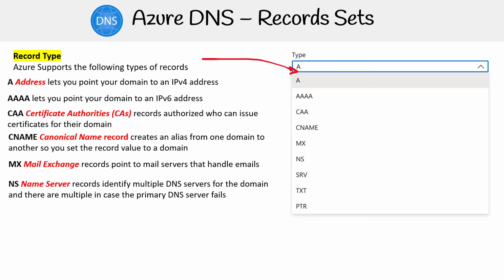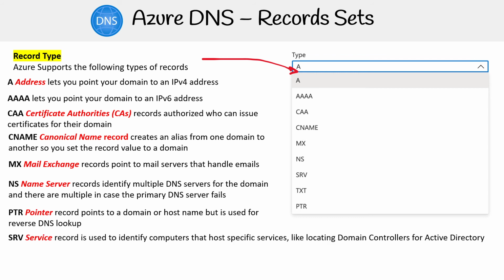Then you have NS, which stands for name server records. This identifies multiple DNS servers for the domain, and there are multiples in case the primary DNS server fails. Then you have PTR, which stands for pointer, and these are used to point a domain or host name, but it's used for reverse DNS lookup. So it's just like a record, but the difference is that it's for reverse DNS lookup.